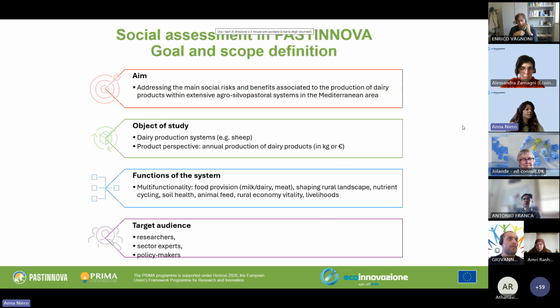We keep a product perspective within the assessment, considering the annual production of dairy products, and the annual production can be considered both in terms of mass, so kilograms or tons of dairy products, but also in monetary values, so in economic terms. So, for example, in euro or other monetary values.